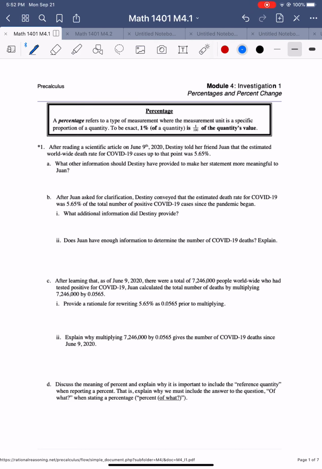Hello, this is the module for investigation one. We're going to talk about percentage and percent change. The percentage refers to a type of measurement where the measurement unit is a specific proportion of the quantity. To be exact, 1% of the quantity is 1/100th of the quantity.